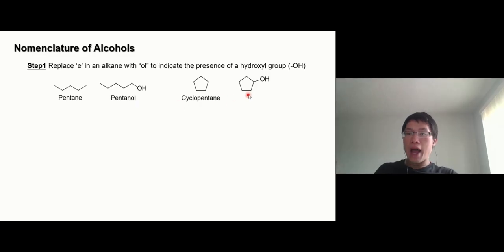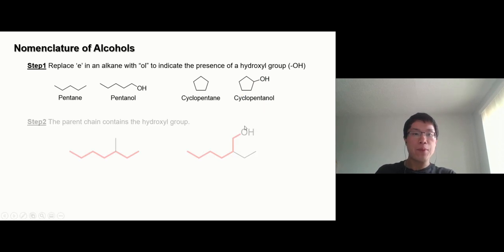Cyclopentane, so we have cyclopentanol. In the ring, the functional group is always at position 1, so you don't have to add 1 in here. Step 2, again, the parent chain, just like alkene and alkyne, has to contain the functional group, and the only functional group right now is a hydroxyl group, which is an OH group.